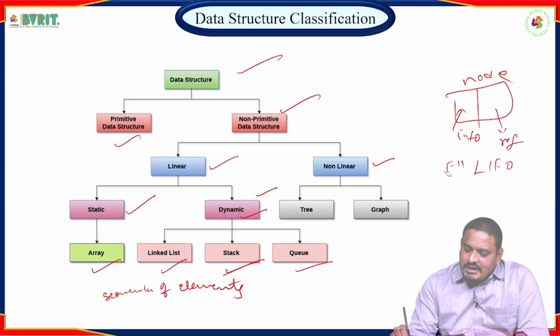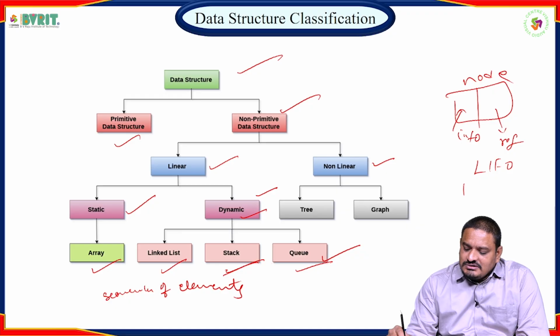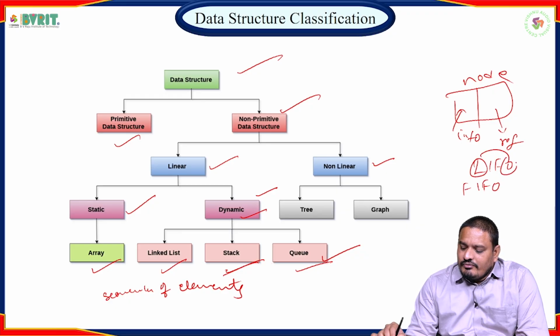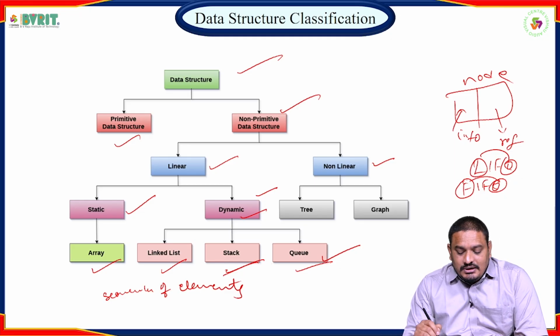Okay. Stack is last in, first out. Queue is first in, first out. In a stack, the element that comes last is removed first. Here in the queue, the element that comes first is removed first only, FIFO. Okay, that is stacks and queues.